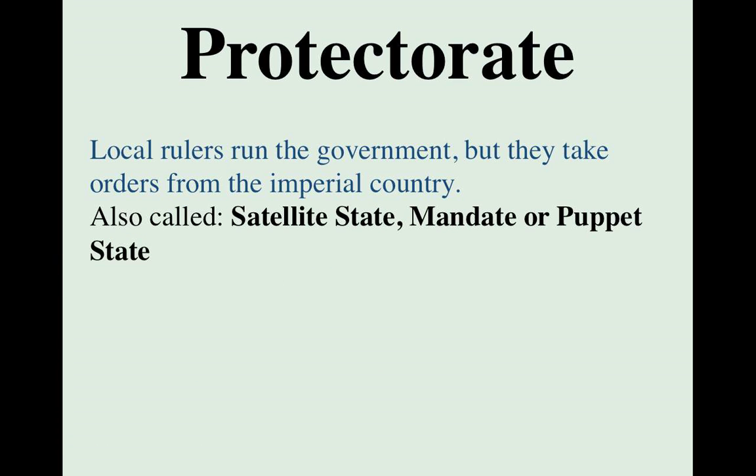Next up is protectorate. A protectorate's a little bit more complicated. Imagine a relationship with a bully, where local rulers are allowed to stay in power, but they have to take orders from the imperial country. You might also call this a satellite state, a mandate, or a puppet state. If you can imagine playing with a sock puppet, it's kind of like that.